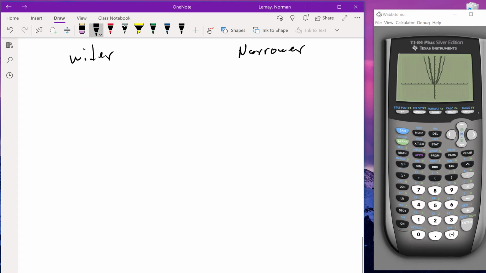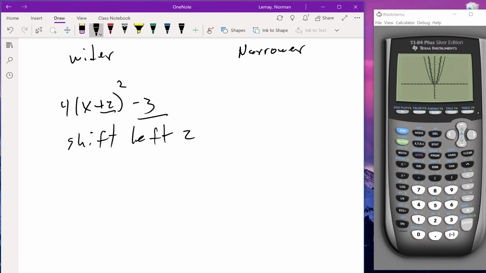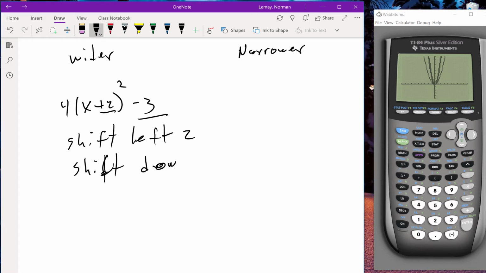So, kind of pulling all this together, the question is, what happens if we take a look at 4(x plus 2) squared minus 3? So the idea is that this plus 2 is going to shift left 2. This minus 3 is going to shift down 3, and then that 4 is going to make it narrow.